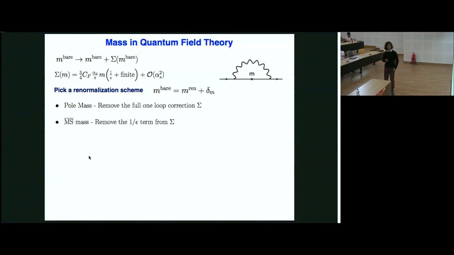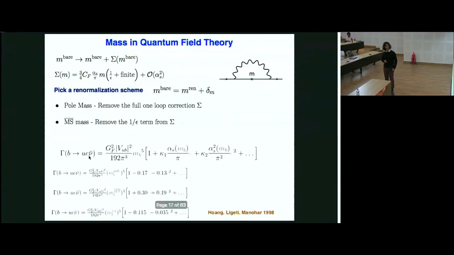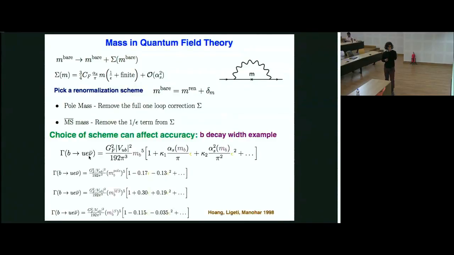For example, for the pole mass, I'll put all of the self-energy term in the counter term, and for the MS-bar mass, I'll just remove the 1 over epsilon poles from the self-energy term. And this is an example: the b quark decay width.